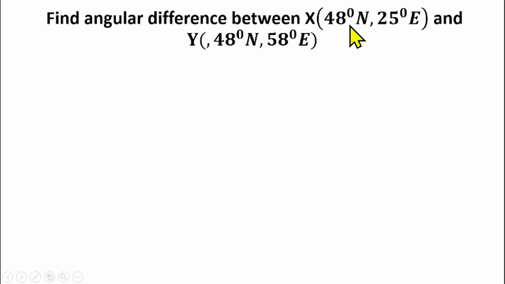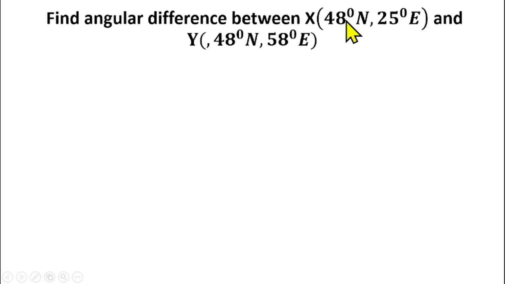So point X is on 48 degrees north of latitude, 25 degrees east of longitude. Point Y is on 48 degrees north of latitude, 58 degrees east of longitude. So the angular difference will be 58 minus 25. Why am I subtracting now? Because they are in the same hemisphere, east and east. So 58 minus 25 will give us the angular difference between X and Y.